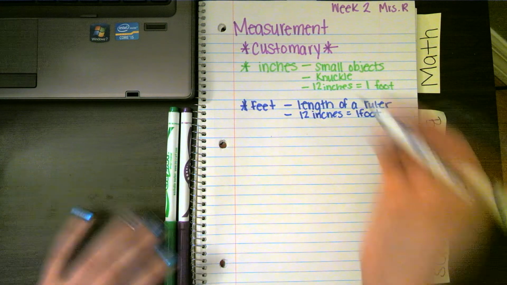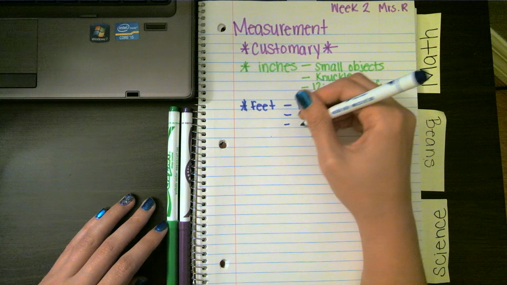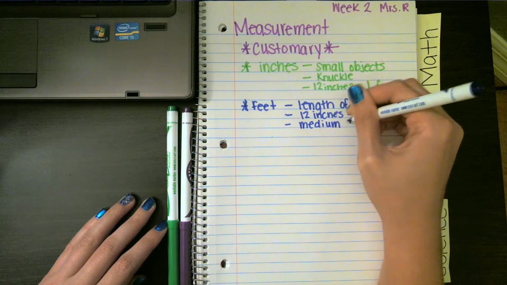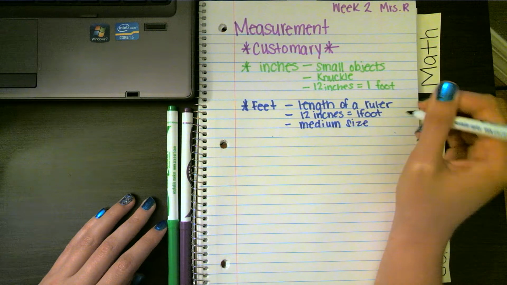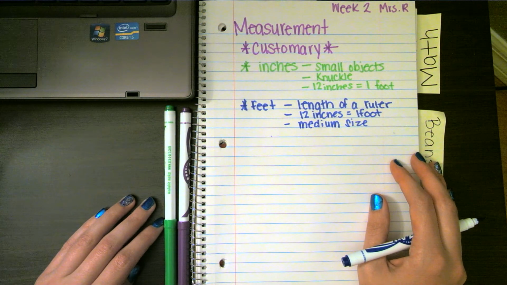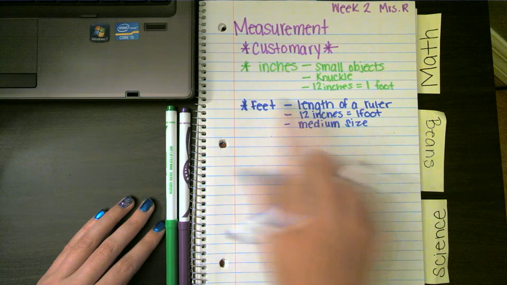And I'm going to use feet for kind of more medium-sized objects. Maybe I want to measure a table or a chair, maybe a rug. Things that are not quite small but aren't humongous, I'm going to use feet to measure.